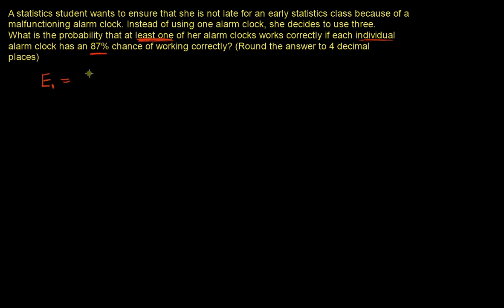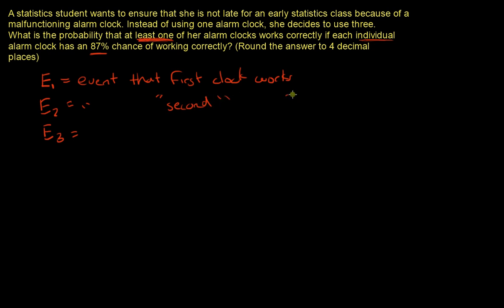I'm going to use E1 as the event that the first alarm clock works. I'm going to write that: first clock works. And then E2 and E3 are the event that the second alarm clock works and the event that the third alarm clock works. The probability that each individual alarm clock works is 87%, or in other words, 0.87.